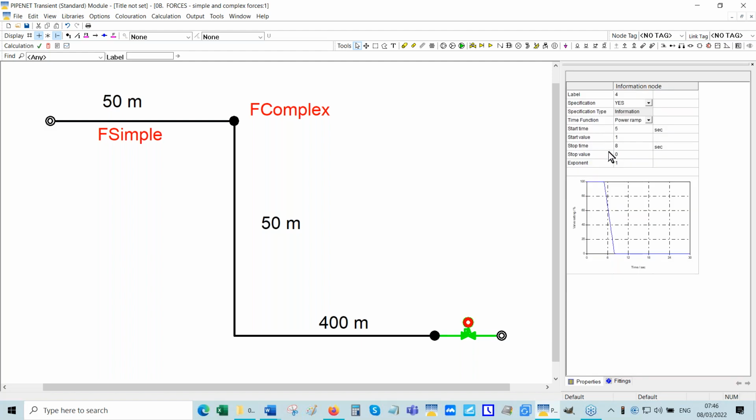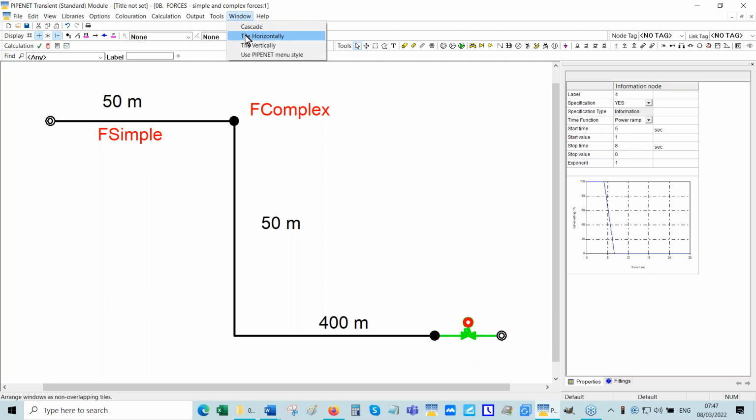And this valve, as you know, starts to close at 5 seconds. At 5 seconds it's fully open, at 8 seconds it's fully closed, and hence it takes 3 seconds to close.